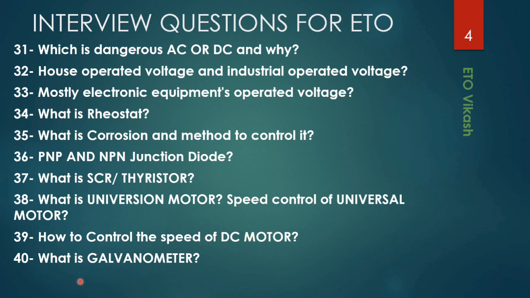Now, what is a galvanometer? A galvanometer is an instrument used for detecting and measuring very small electric current. So for this, we will now come to the next.